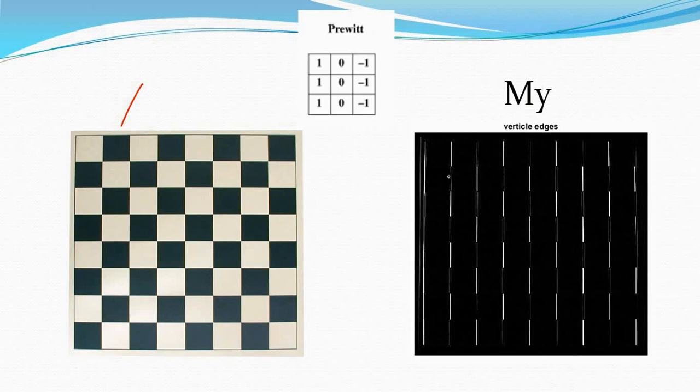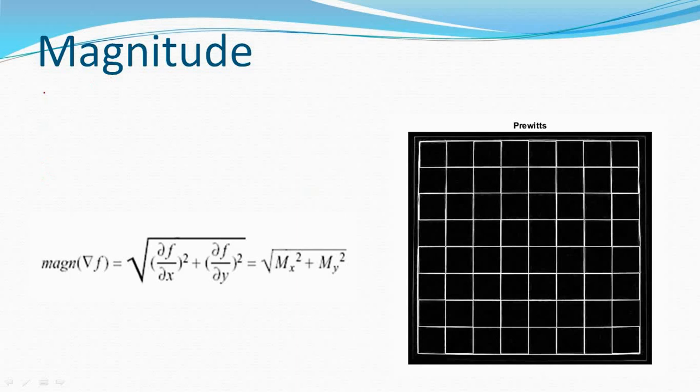But then actually I want the total edge detection. I don't want the x and y different images. So for that we will have to take the magnitude. For taking the magnitude, we have this basic formula, that is square root of mx square plus my square. That is the main formula for taking magnitude of any x and y thing. So here the same formula is applied.